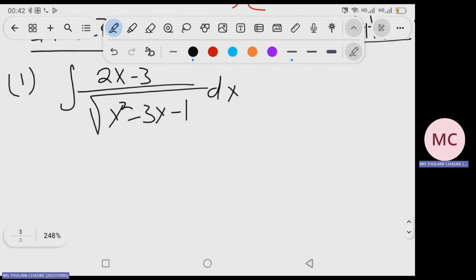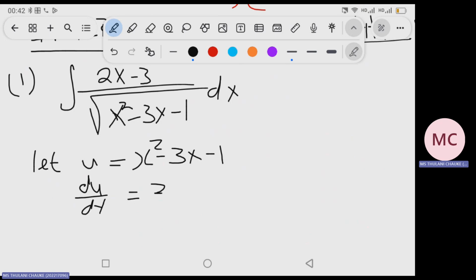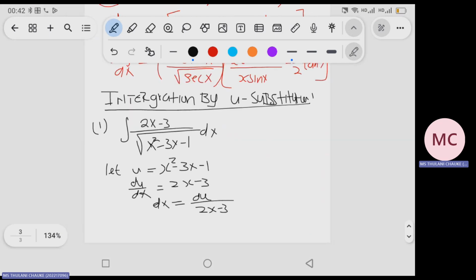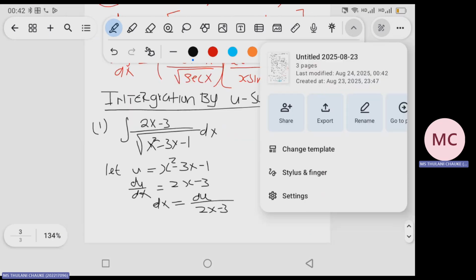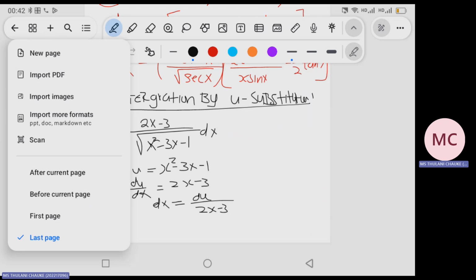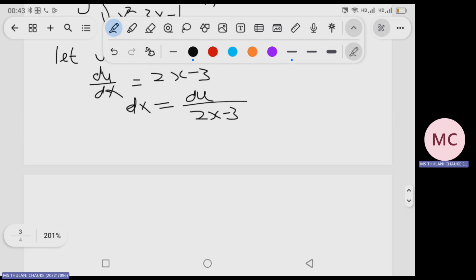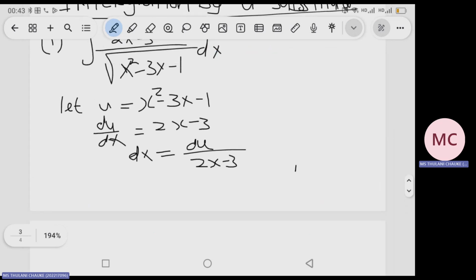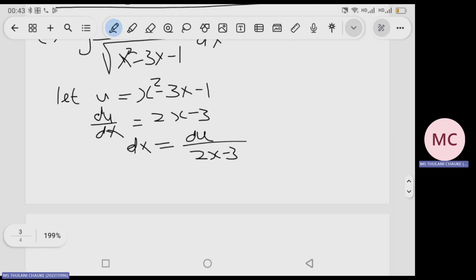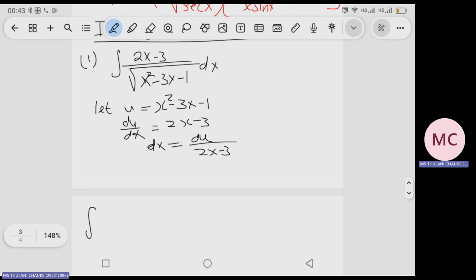So what you'll do here, you will say, let u be equal to x squared minus 3x minus 1. Then you differentiate this, you'll get 2x minus 3. Then dx is equal to du over 2x minus 3. Then let's add the new page. Then we're here, right? So now we can replace dx.